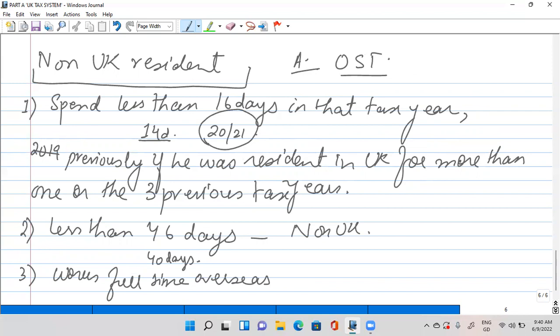Now we will check his previous status, like what he has been in the previous three tax years. If in any one of the previous tax years he has been a resident, then this condition is complete. The person will get qualified for this, right? So spent less than 16 days in that tax year, and previously he was resident in UK for one of the three previous tax years.